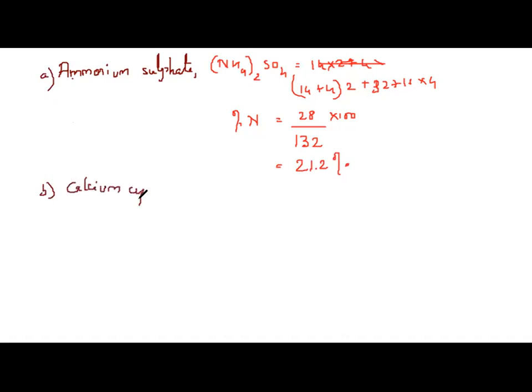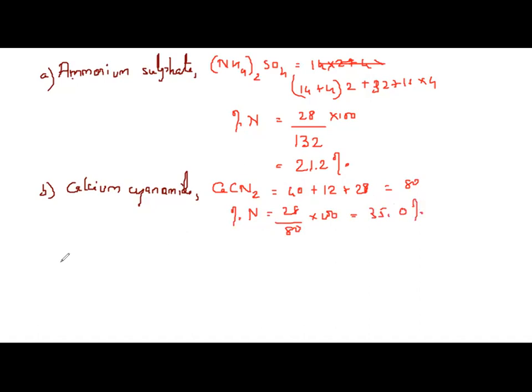Looking at option B, what is option B? Calcium cyanamide. What is calcium cyanamide? Calcium cyanamide is CaCN2. Calcium is 40 plus carbon 12 plus 28, so 80, correct? So percentage of nitrogen, 2 atoms, therefore 28 by 80 into 100. Percentage of nitrogen here comes out to 35.0%. Okay, then what is the third option?